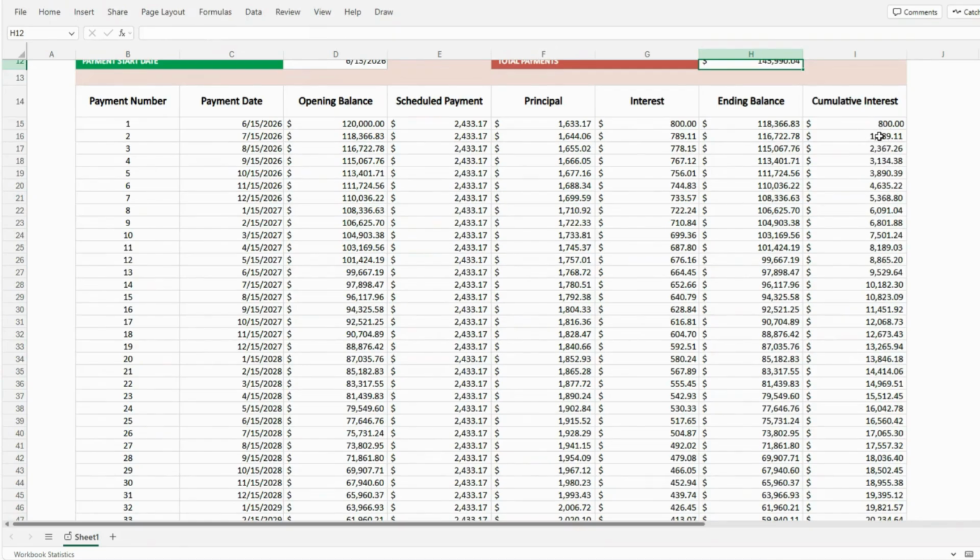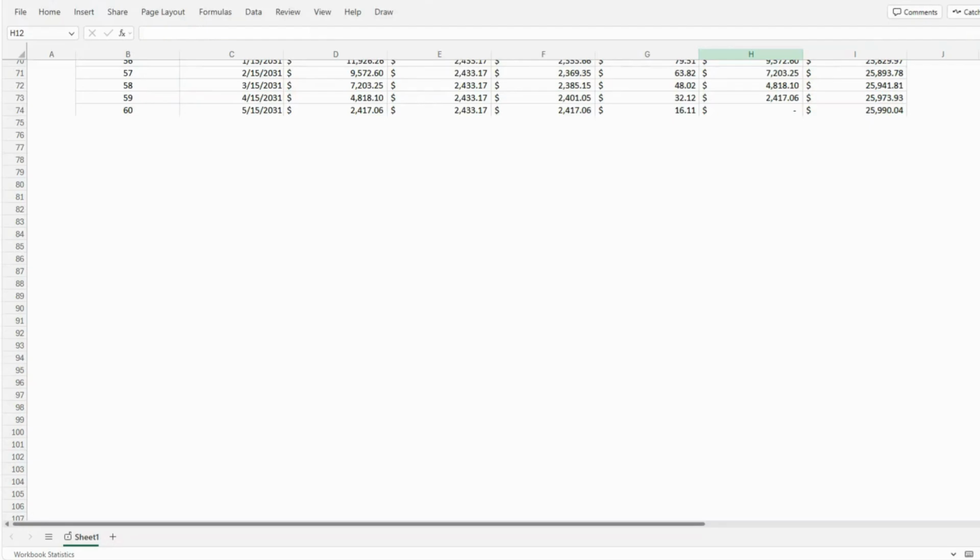So it is telling you that this is how much you've paid so far. So in the first payment, you are paying 800 in interest, right? And then in the second month, you're paying 789.11 in interest. So at the end of the second payment, you have paid a total of 1,589. So it's just an addition of these two here, right? So in the third month, you have paid interest of 2,367.26. So it's an addition of all these. So it sums it all up as you go along, so that at the end of it all, it will give you, this is how much you have paid in interest.